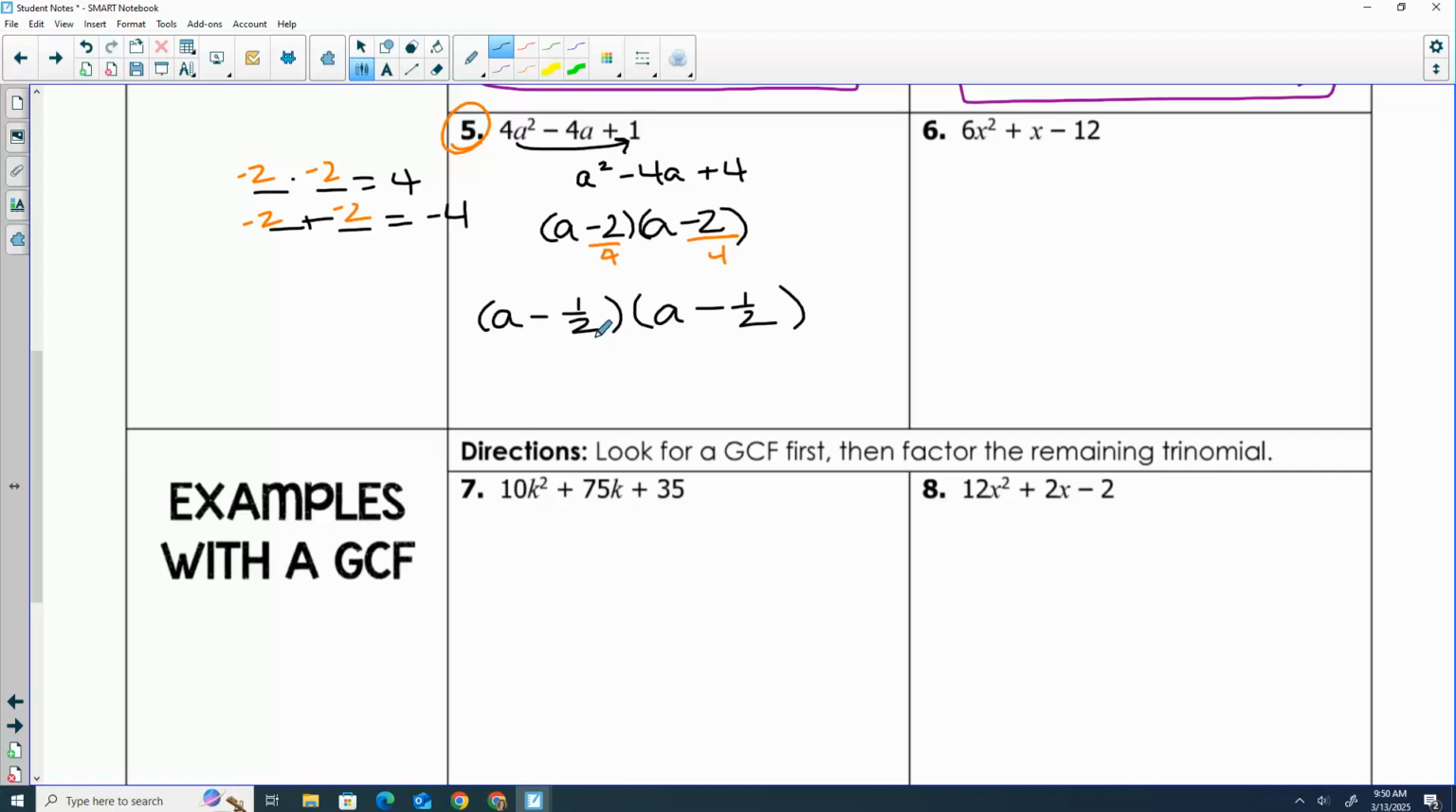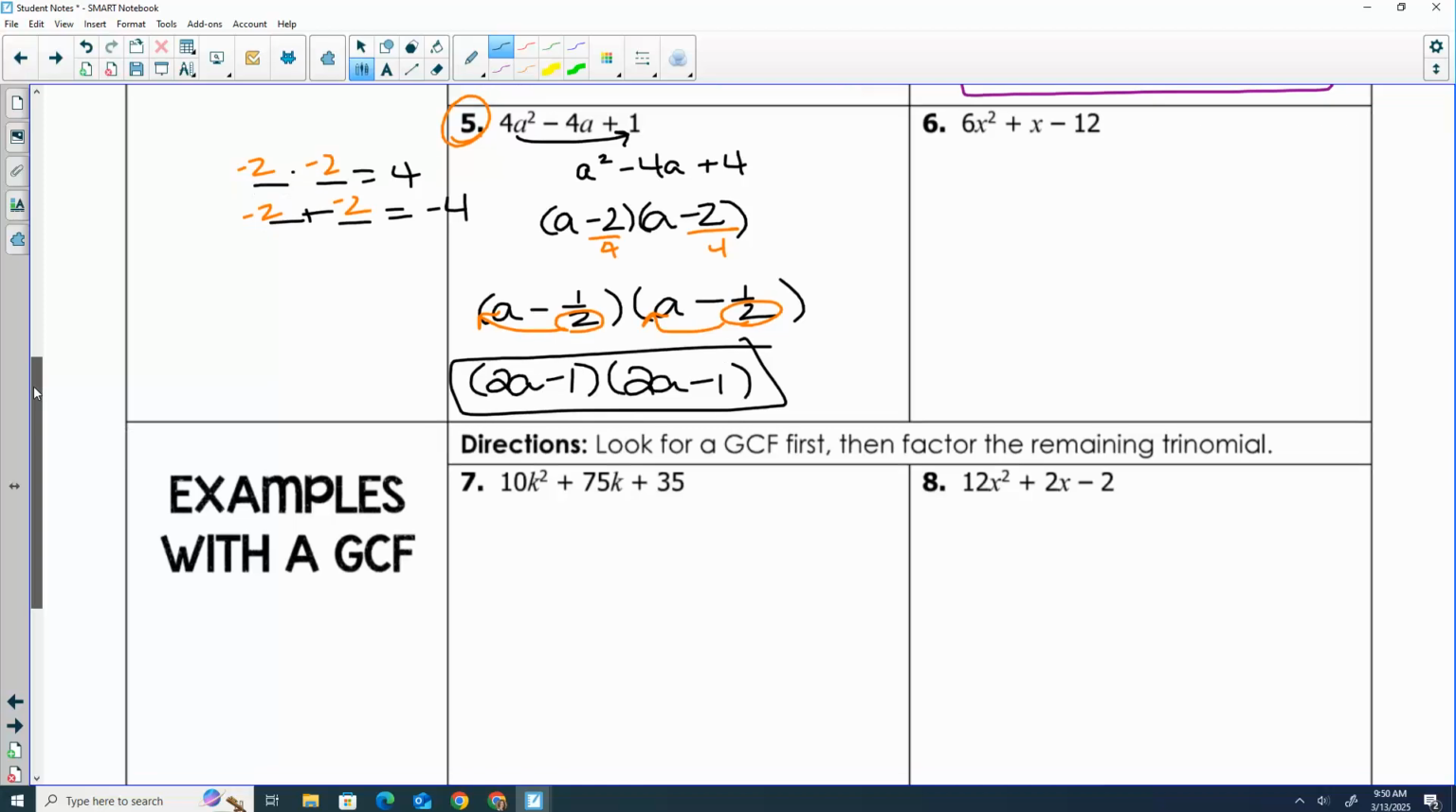But we don't leave a fraction. So at the very end, you take the denominator and slide it to the front. Some of you are just getting in a hurry and you're sliding the wrong number to the front. So we get 2a minus 1 times 2a minus 1. Is that okay with everybody? Yeah.